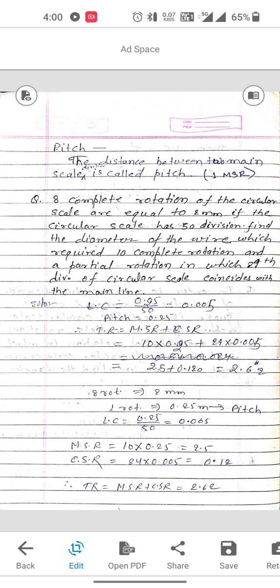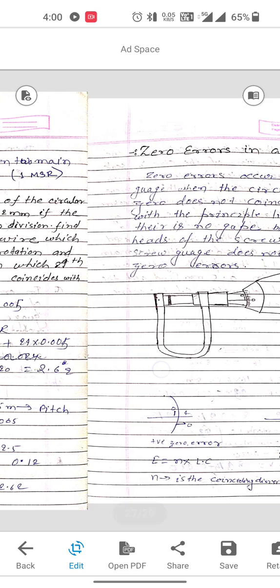Total reading equals main scale reading plus circular scale reading: 10 into 0.25 plus 24 into 0.005, that is 2.62. 8 rotations equal 2 mm, so 1 rotation is 0.25 mm. Least count equals 0.005. Main scale reading 2.5, circular scale reading 0.12, total 2.62, that is the answer.